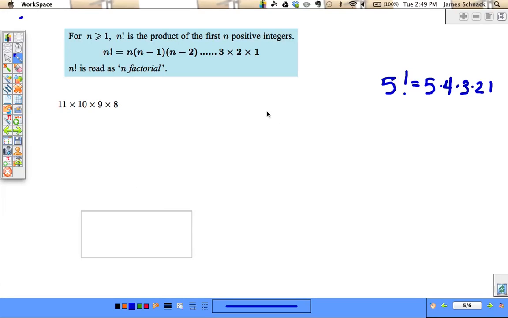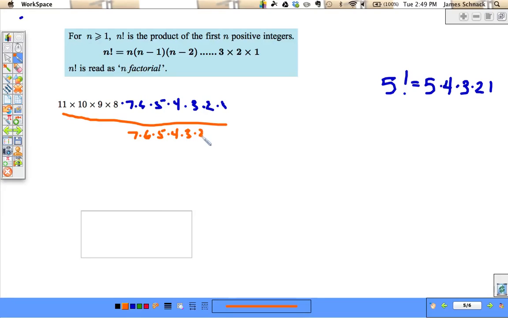It's a way of writing out a long product that we're going to use in these permutations. 11 times 10 times 9 times 8. We can write that using factorials because this is really times 7 times 6 times 5 times 4 times 3 times 2 times 1. And you better be saying, wait a minute, you can't just multiply by all these numbers. You're changing the value. And yeah, you're right, I am. But if I divide by the same number, now all I've done is I'm changing the form, not the value, because these two parts would cancel out.